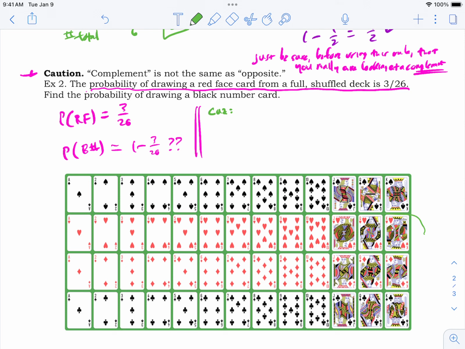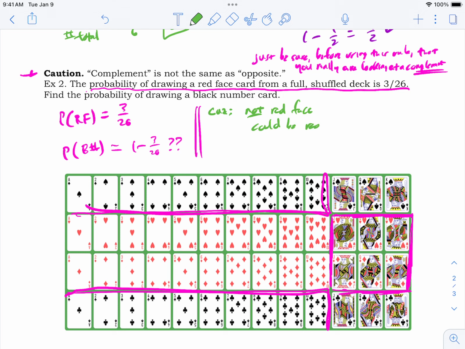Where are the red face cards? There are the red face cards right in there. Green doesn't work very well on that chart, does it? We'll go back to fuchsia. Here are the red face cards right there. Where are the black number cards? Well, you've got some up here, and you've got some up here. So notice that the complement of a red face card really is not a red face card. And not a red face card means it could be a red number.